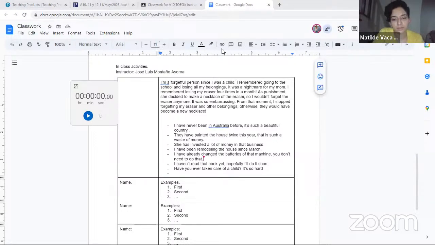Now that I am reading it, I have never been in Australia, and now that I read it, I think it should be two. I have never been in Australia before. It's such a beautiful country. They have painted the house twice this year. That is such a waste of money. She has invested a lot of money in that business.